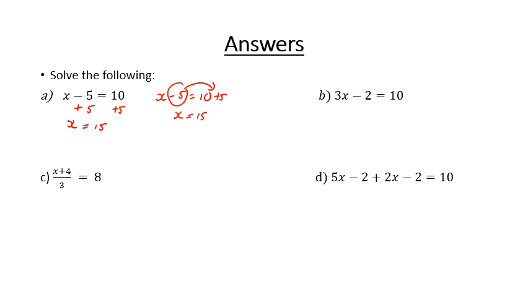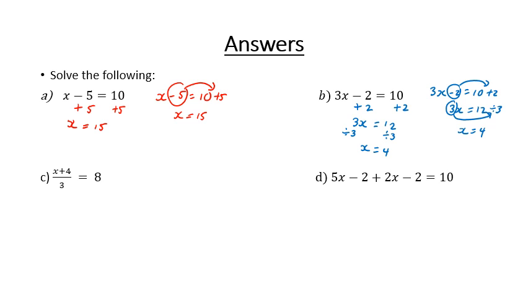For our B question, you could add 2, or the inverse of negative 2, so add 2 to both sides, you'd end up with 3x equals 12. Then you would divide by 3 to both sides using the inverse and you'd get x equals 4. Or you could move the minus 2 over and become plus 2, and you end up with 3x equals 12. You could move the 3 over and it becomes divide by 3, and you would end up with x equals 4.